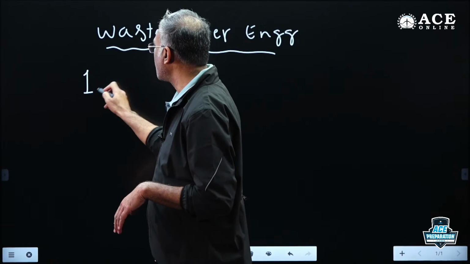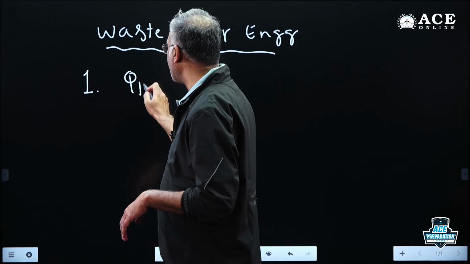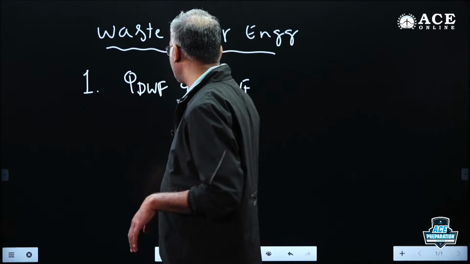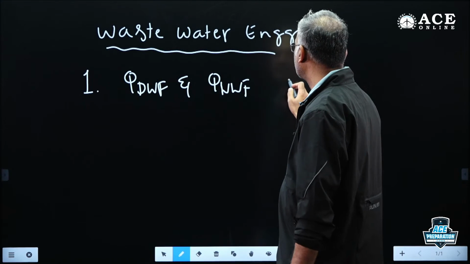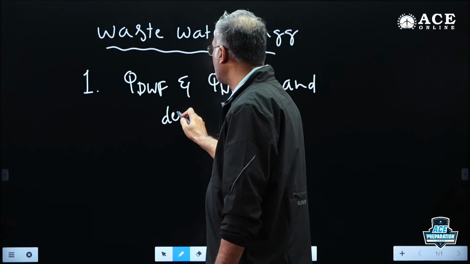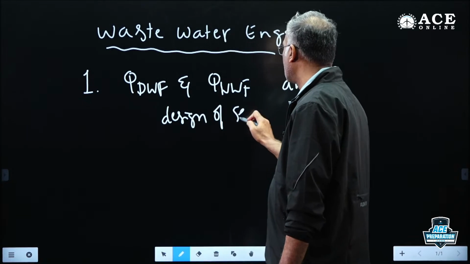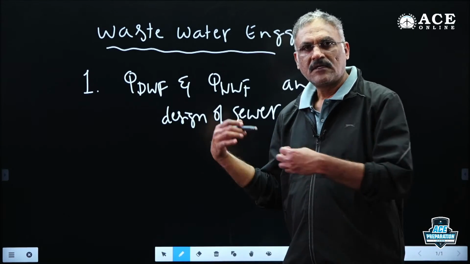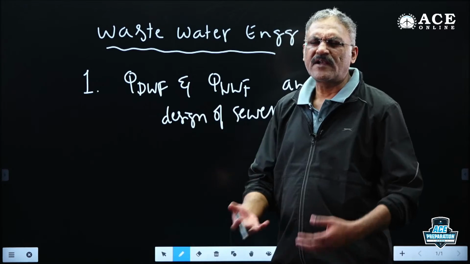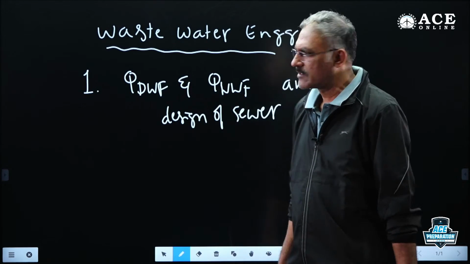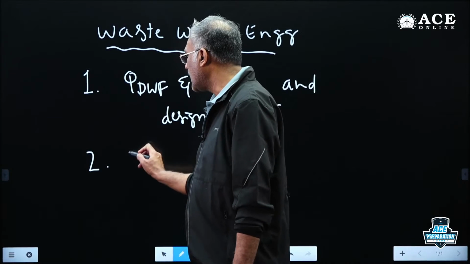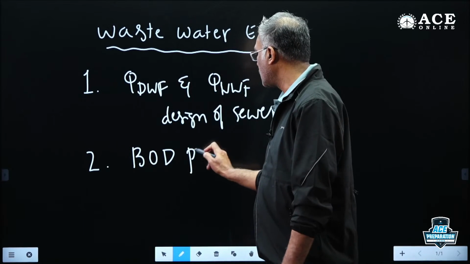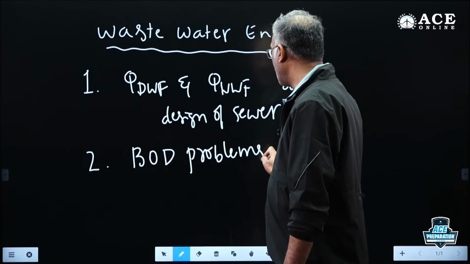First, we need to focus on how to work out dry weather flow and wet weather flow, and then design of sewer. This is coupled with the design of sewers. Design of sewers means finding the diameter of the sewer or the slope of the sewer. Then your complete focus should be on BOD problems. All kinds of problems related to BOD are by default important.